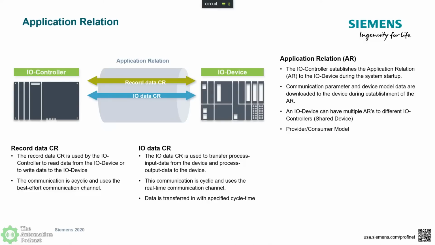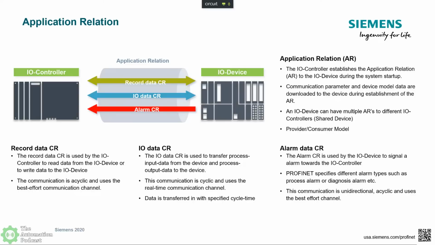Besides the record data communication relation, we also have the I/O data communication relation. The I/O data communication relation is a cyclic communication between the I/O controller and the I/O device. And within the I/O data communication relation, process data is transferred between I/O controller and I/O device. The cycle time of that I/O data communication relation has to be defined prior in the network configuration.